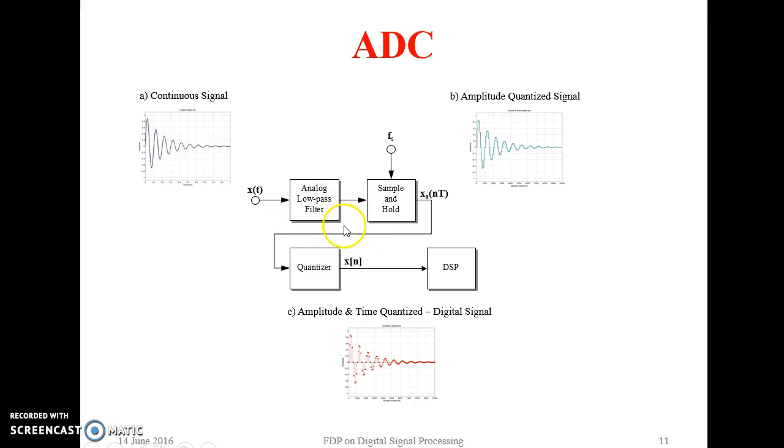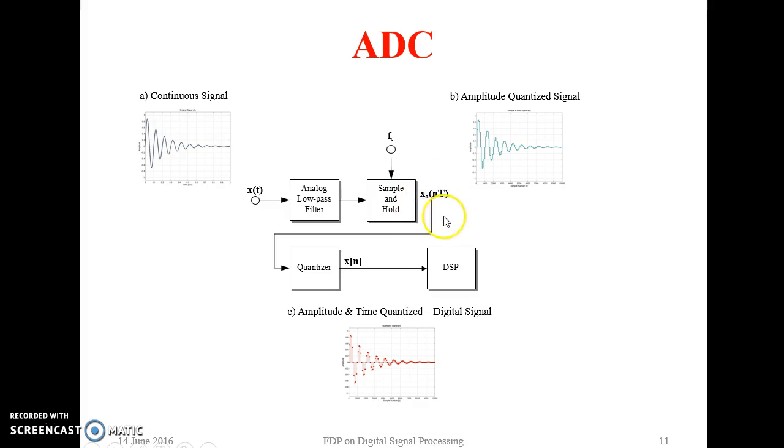The output of this low pass filter can be fed as input to the sample and hold circuit, where the process of sampling happens. So x of t, by undergoing this sampling process, will be converted into x of nT, where capital T is nothing but the sampling time period.